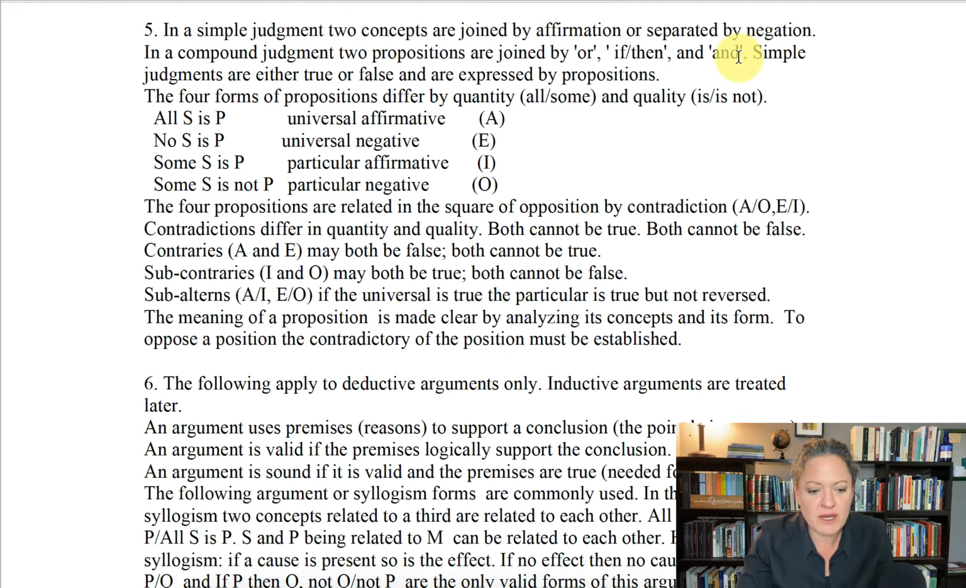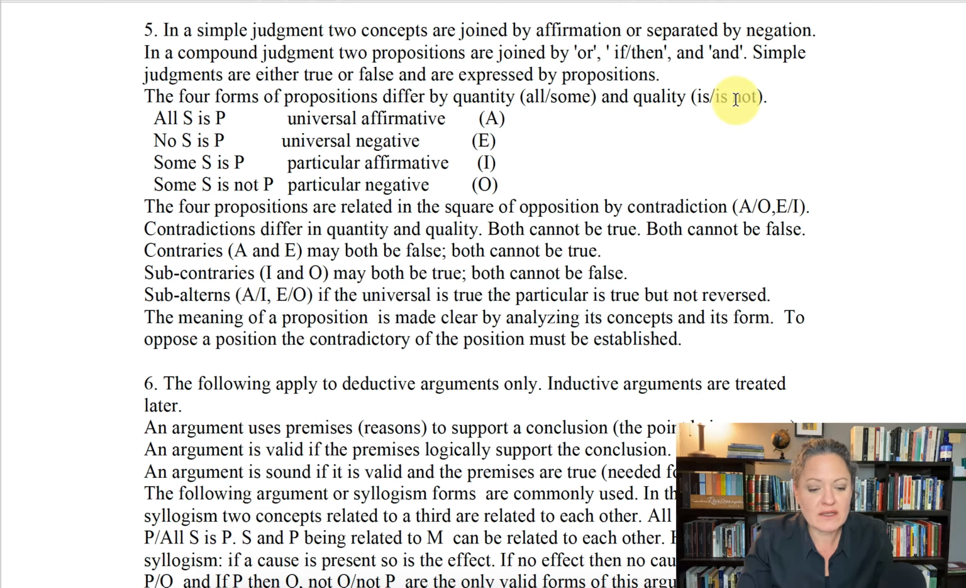Right now we're going to talk about simple judgments. Simple judgments are either true or false and are expressed by propositions. And we're going to talk about categorical propositions. Categorical statements use all, some, or none. We've talked about this before. The four forms of propositions differ by quantity, all or some, that's how many, and quality, is or is not, affirming or negating.